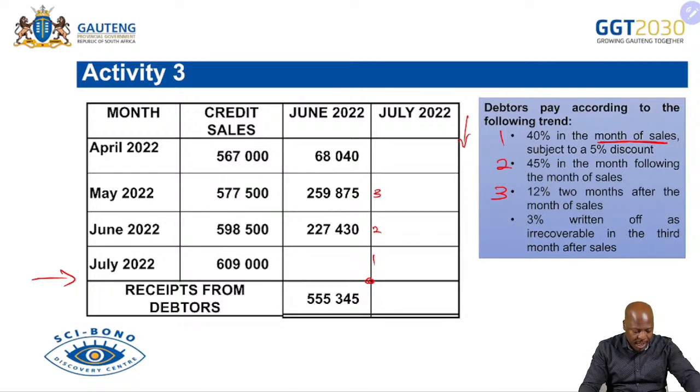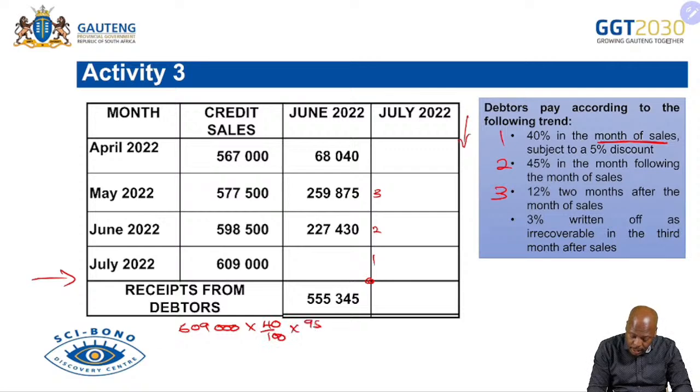Then you can simply now say 609,000 multiplied by your 40% multiplied by 95%. How much then do we get? Please punch that in the calculator. I got a figure already. It's saying 231,420. So here you get 231,420. And then the next one says number 2.